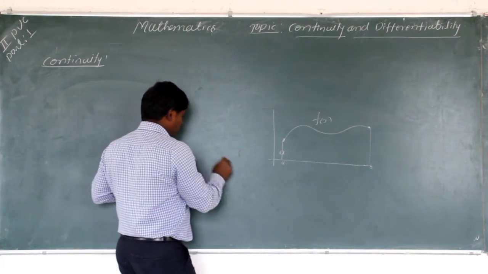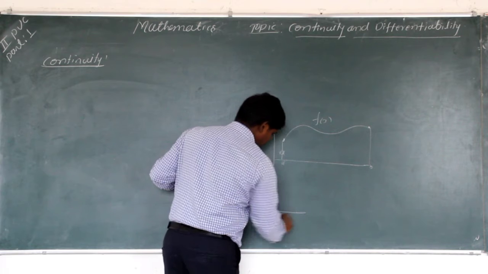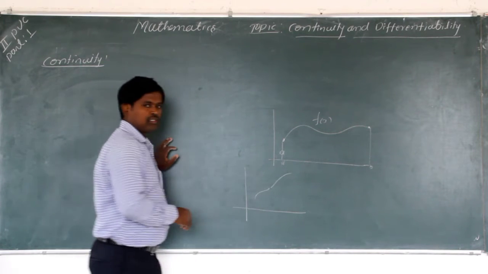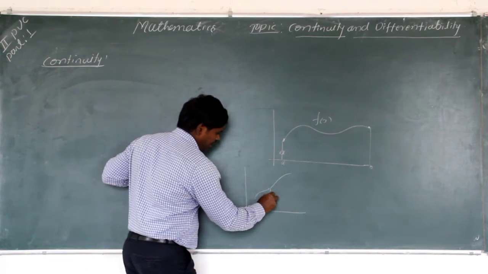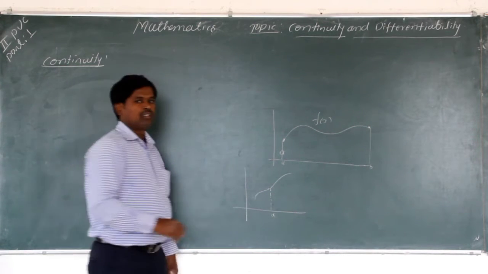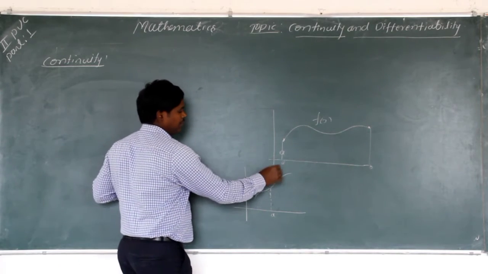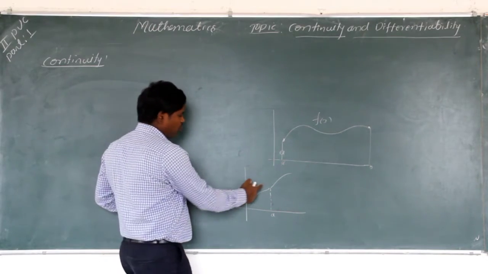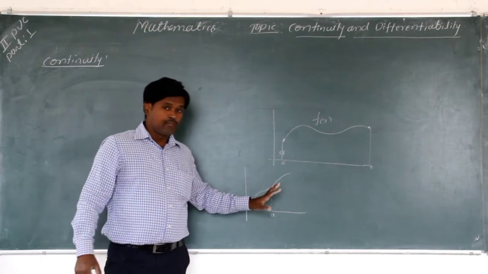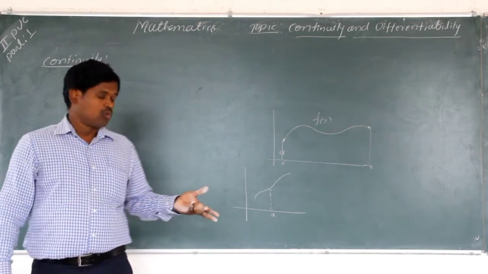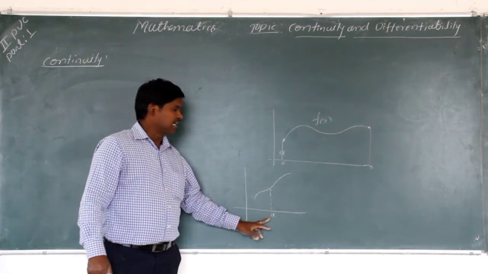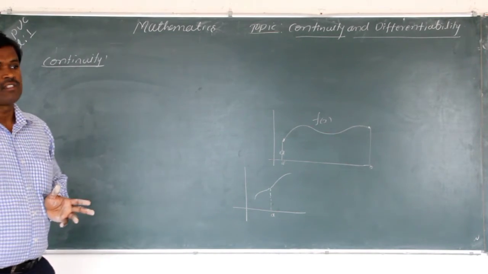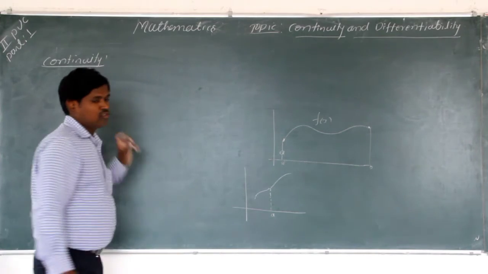Okay. Suppose I take one more graph. Suppose this is the function. Here at point A there is a gap. It is continuous everywhere, but it is discontinuous at x is equal to A. See, at this point the curve has a break or a jump. So it is called discontinuous at x is equal to A. Therefore, to verify whether a function is continuous or discontinuous, you must know the definition.